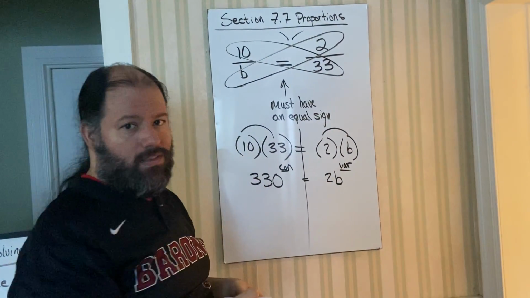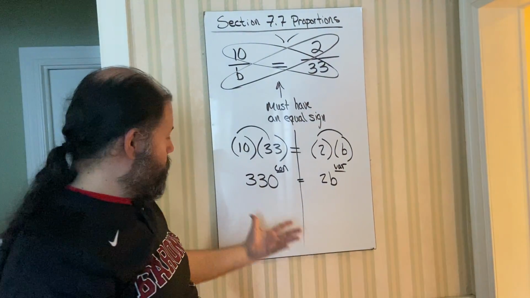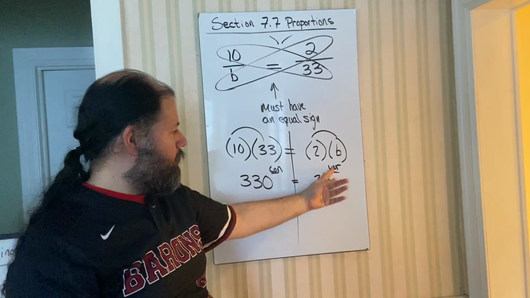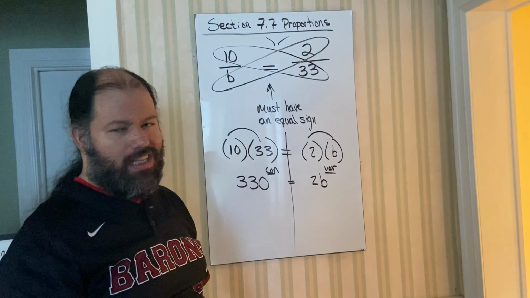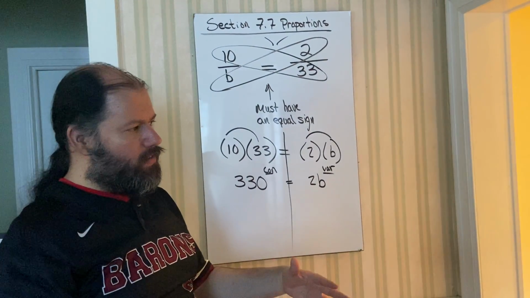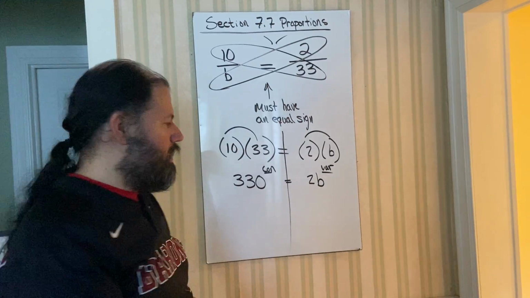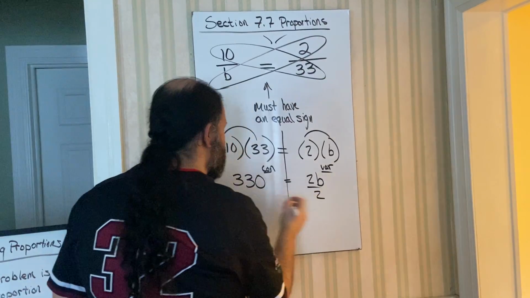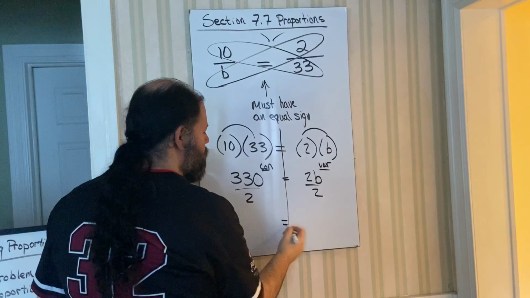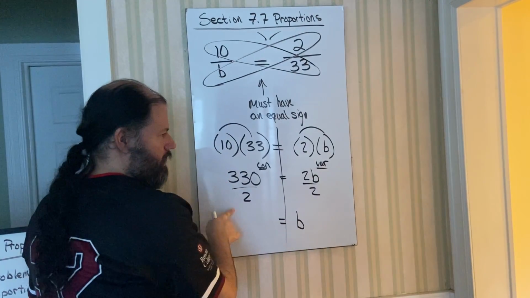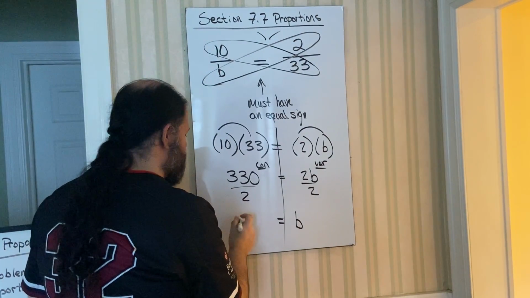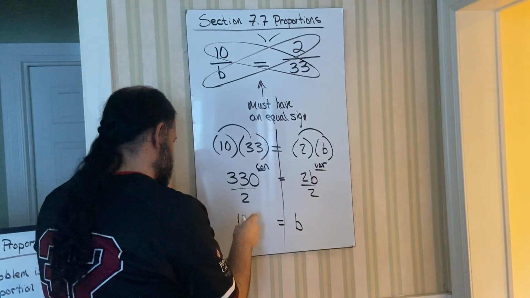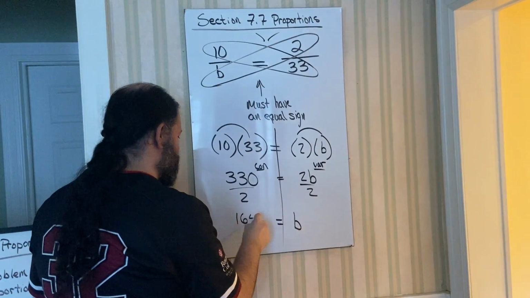So then what you're going to do, move constant on the constant side, variable on the variable side. Just got to get rid of the coefficient. We don't move coefficients, we divorce. So our last step is divide. And when you divide both sides by 2, you know this is going to be 165.